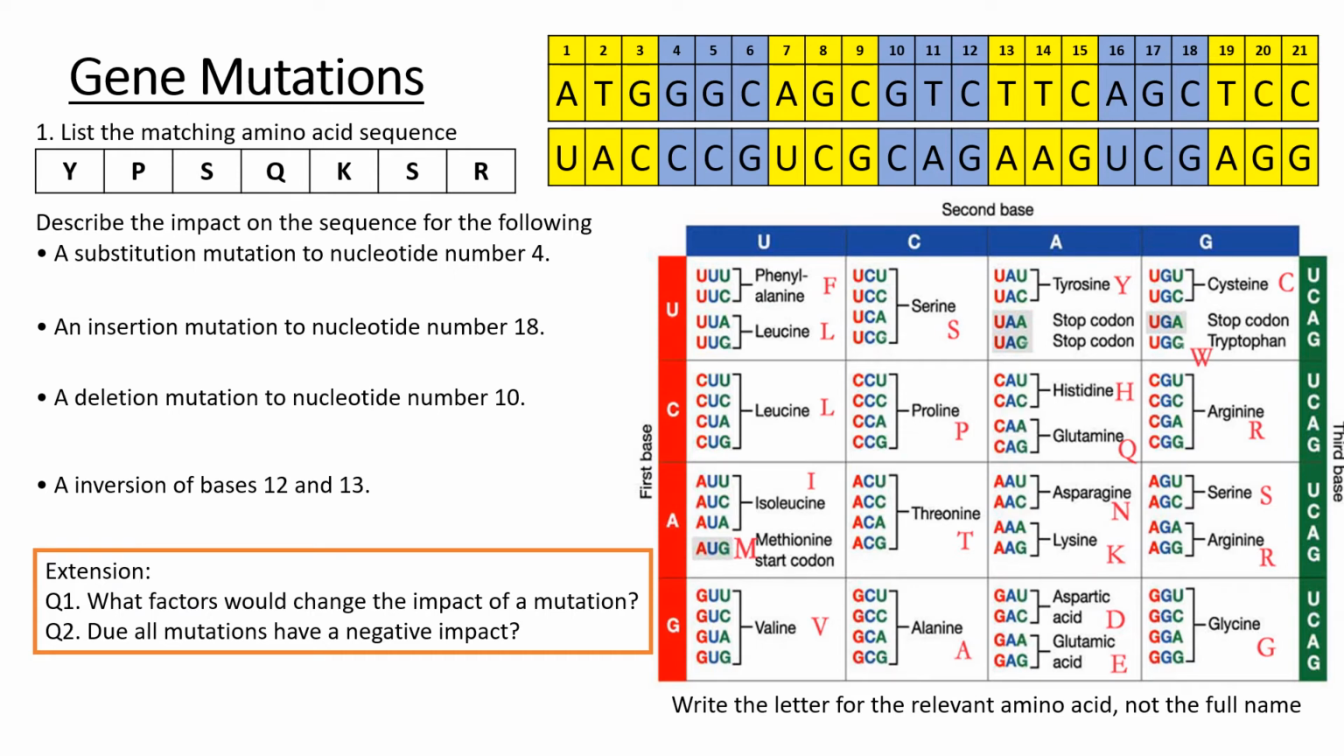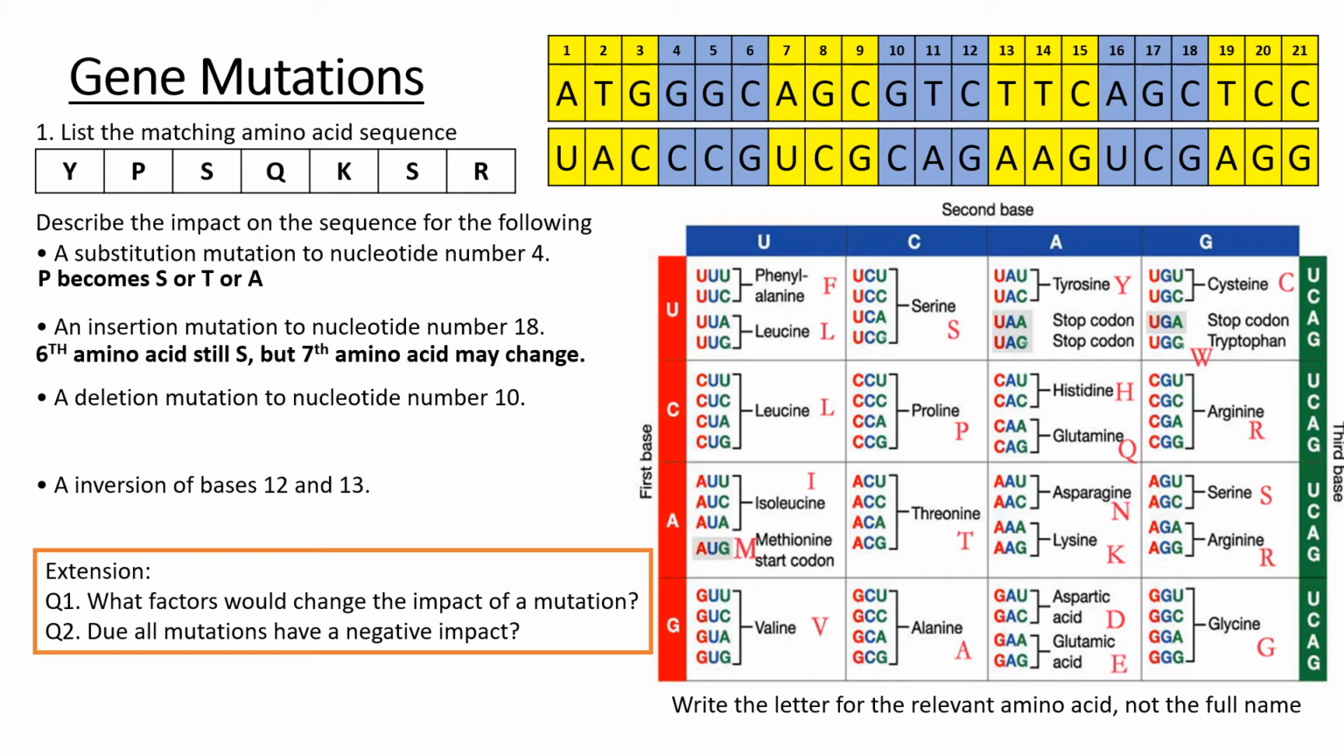If we have a substitution to number 4, what we're going to do is get number 4, which in the messenger RNA is C, and we can replace it with any one of the other letters, and if we do that we will actually change which amino acid we have as the second amino acid. If we go to insertion, and this time we have an insertion in number 18, depending on how many different bases we insert, we'll actually not change amino acid number 6, but we could have an impact on amino acid number 7 depending on how many we insert into there.